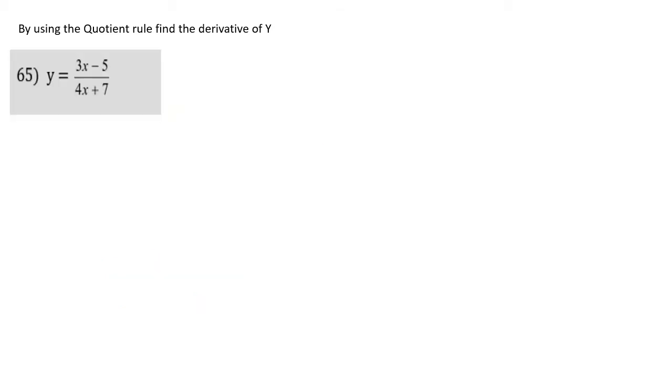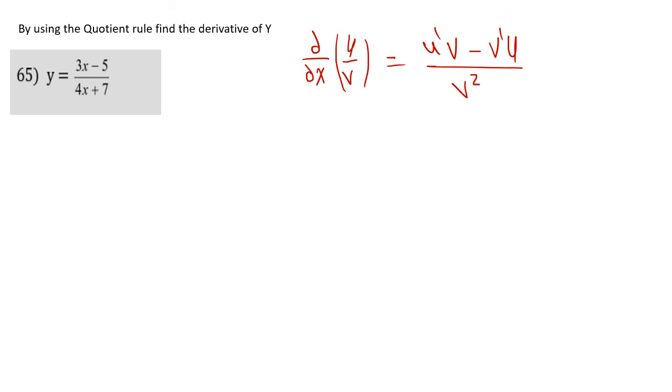Use the quotient rule to find the derivative of y, where y is equal to (3x minus 5) divided by (4x plus 7). We all know that the derivative with respect to x for u over v is equal to the derivative of the numerator multiplied by the denominator minus the derivative of the denominator multiplied by the numerator, all over the denominator squared, which is u prime multiplied by v minus v prime multiplied by u, divided by v squared. So we assume that u is 3x minus 5 and v is 4x plus 7.